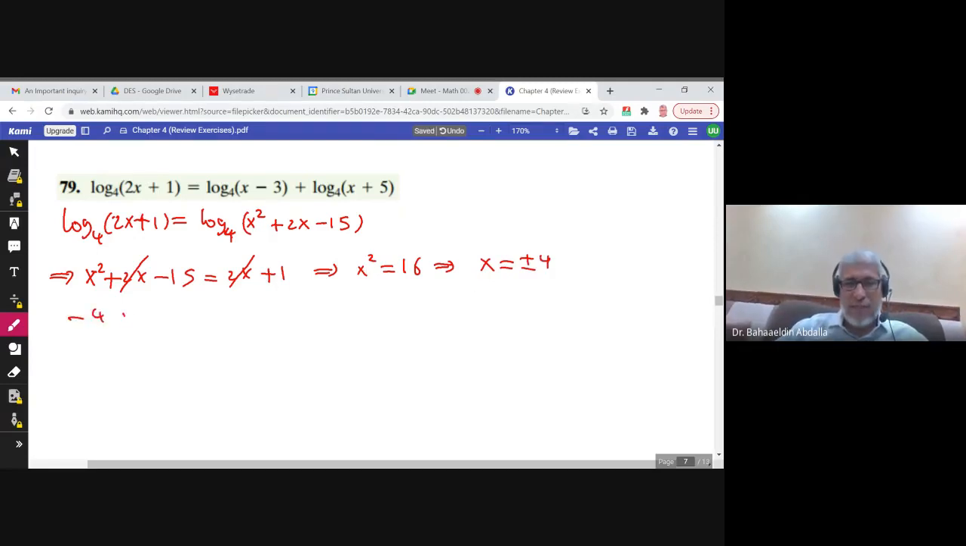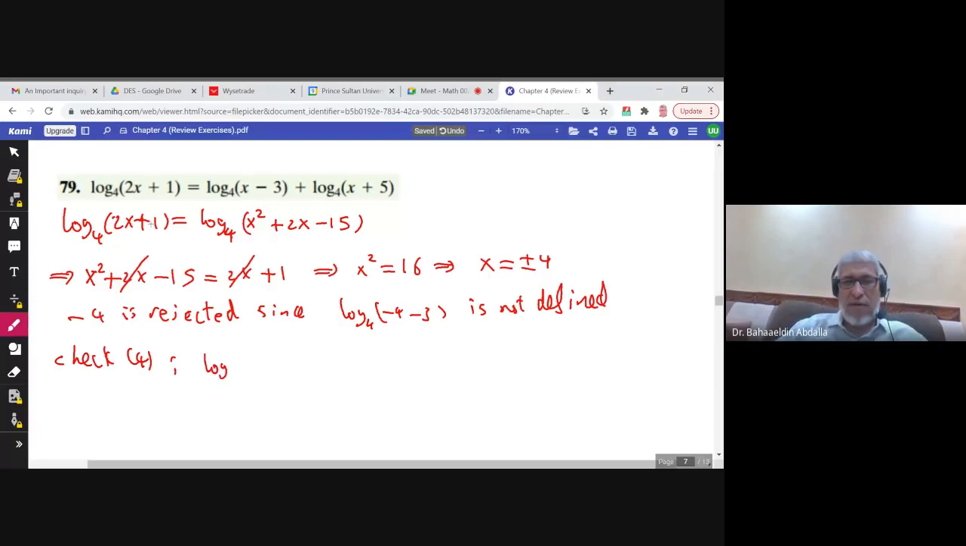Well, negative 4 is rejected. It is not accepted because if you put log, for example, log of negative 4 minus 3, if you replace x here by negative 4, this is not defined. So negative 4 is not good. What about 4? Let us check that 4 is correct. So we have log 8 plus 1, 9 to the base 4. Is this equal to log 4 minus 3, 1 to the base 4, plus log 4 plus 5 is 9 to the base 4? We know that log 1 is 0. log 9 base 4 equals log 9 base 4. That's correct. So the solution set of this equation is 4.